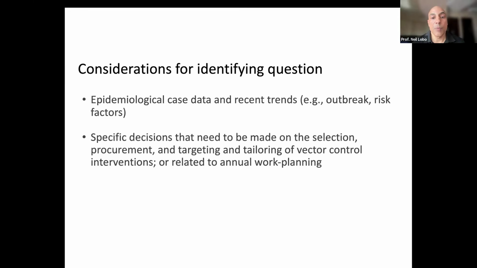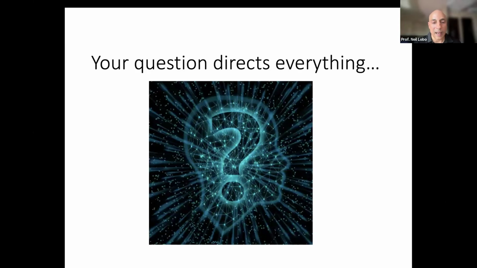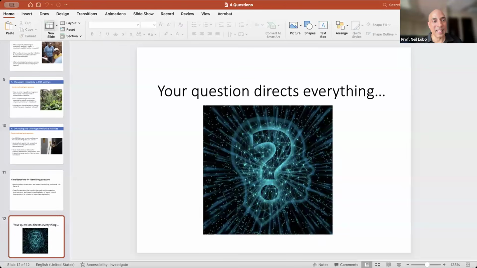For example, procurement, targeting and tailoring of vector control interventions. Or let's say you have your annual work planning meeting, right? The timing of entomological surveillance. So consider other factors when identifying your question, right? And as a last slide for this short presentation, your question directs everything. So get your question right. Make sure that you understand it because it really, really is important. And as I mentioned, a short set of slides on asking your question. And my next presentation is a rather long one.